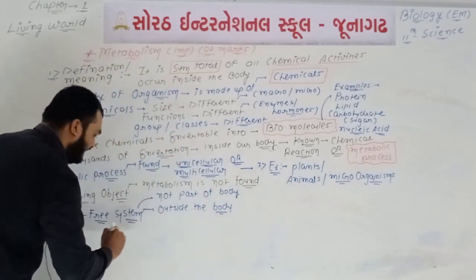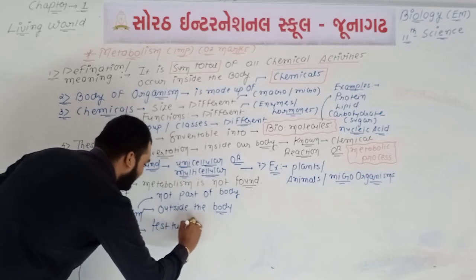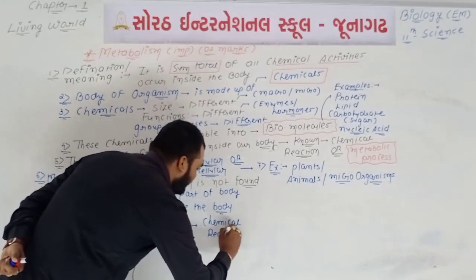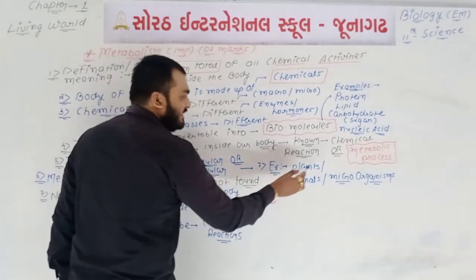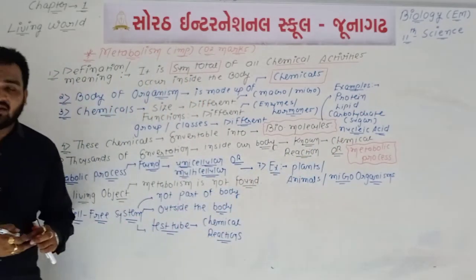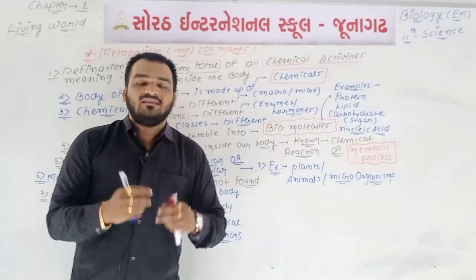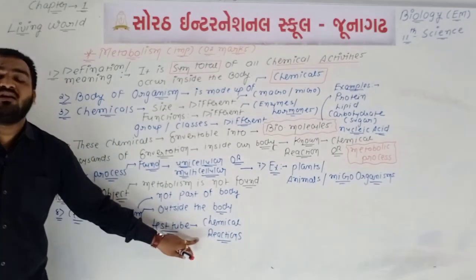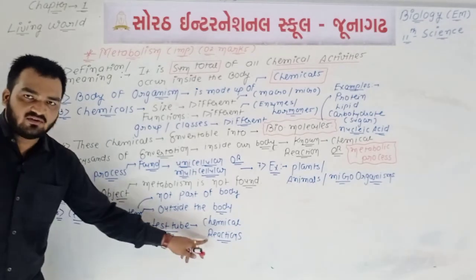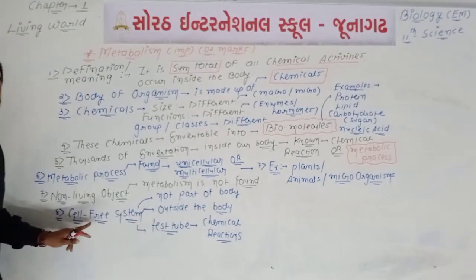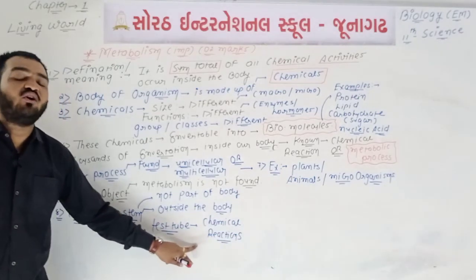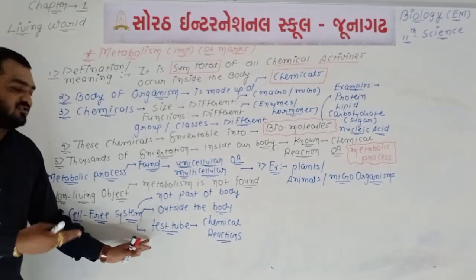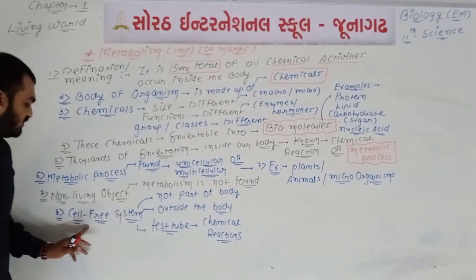For example, if we are taking one test tube, and in the test tube some types of chemical reactions will be performed. We said that all types of chemical reactions are equal to metabolism. But here, in this case we have one test tube, and in this test tube different types of chemical reactions are performed. The system present inside the test tube is known as the cell-free system, because this reaction does not occur inside the body of any living organism, and these reactions are performed outside the body inside the test tube. So it is known as the cell-free system.